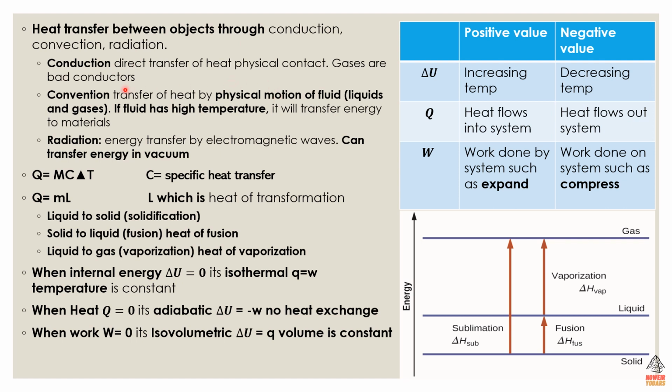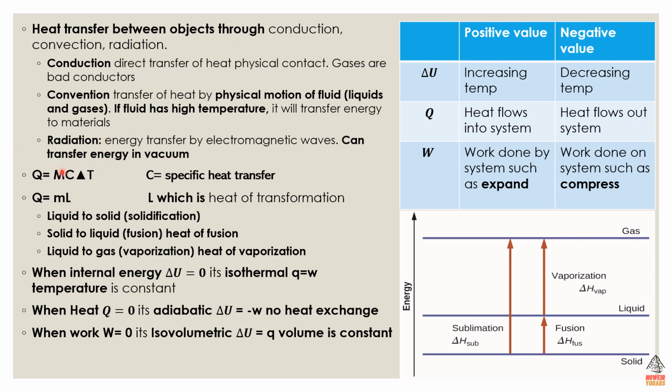Next, you have convection. It's the transfer of heat by physical motion of fluids, so that's liquids and gases. So if fluids have high temperature, they will transfer energy to other materials. So convection works best with liquids and fluids. And then lastly we have radiation, which is the energy transferred by electromagnetic waves. This type of heat transfer can transfer energy in a vacuum.